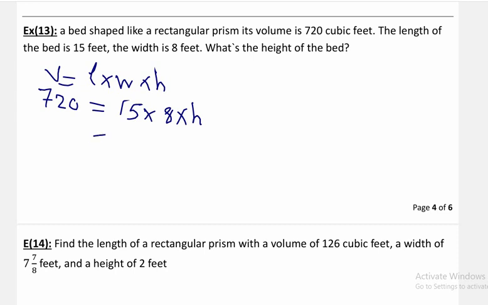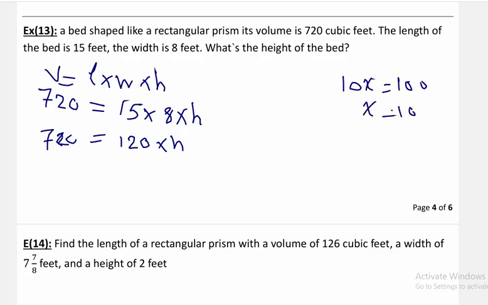Okay, 15 times 8, 120 times h. I'll ask you a question. If you have 10x equals 100, that means x equals 10. Simply by dividing 10 on both sides. When dividing by 10, we just cancel zeros. So you can cancel 0 from here with 0 from here. You have 172 equals 12h. Then from the multiplication table or times table, you know that 12 times 14 is 168... h equals 6 feet.